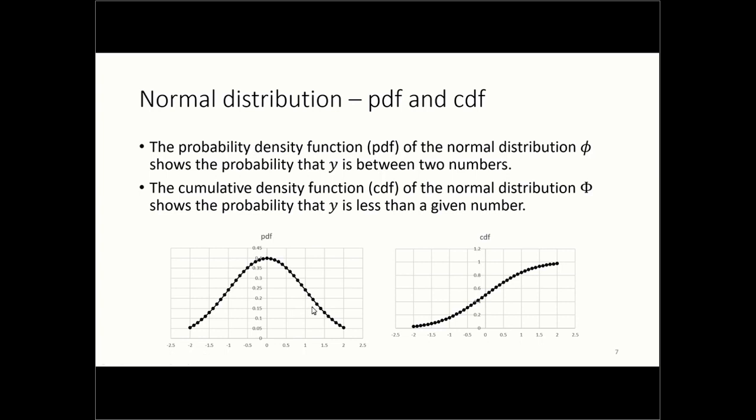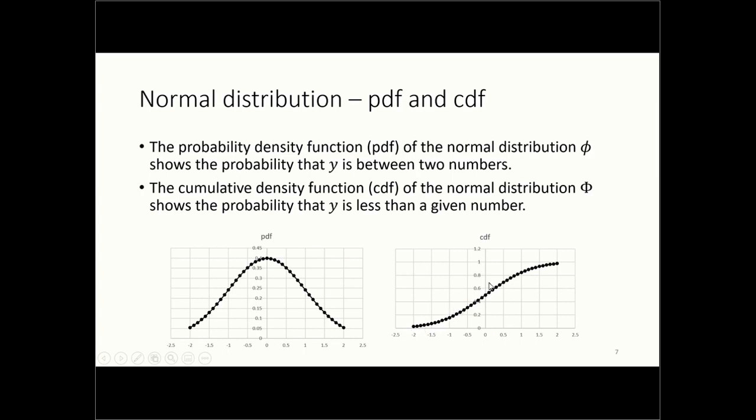On the other hand, the cumulative density function, or CDF, of the normal distribution, the capital phi, shows the probability that y is less than a given number. So this CDF accumulates all of the values, and it's a number between 0 and 1. If we ask what is the chance that y would be less than 0, well, this is exactly 50%. And what's the chance that y would be less than a very, very large number? Well, that would almost be a chance of 1, and so forth.